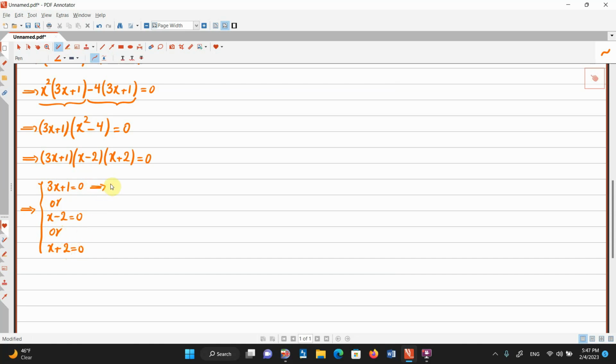Solving the first one will result in 3x equals negative 1. I move this one to the right side. And at the end, x will be negative 1 over 3, the first solution. Solving the second equation will result in x equals 2, the second solution. And solving the third one will result in x equals negative 2, the third solution.